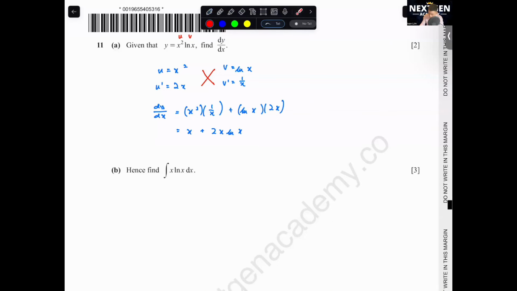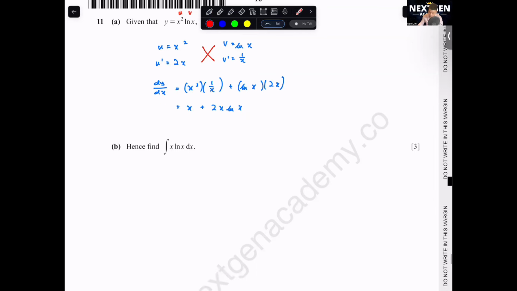Okay, this one also don't write, you cannot multiply these two. x and 2x cannot be multiplied. You need to put the 2x in front. Okay, the last one, hence find integral of x ln x dx.